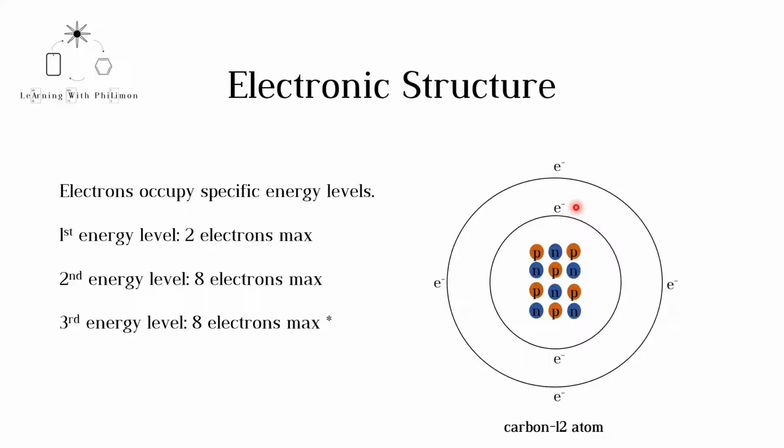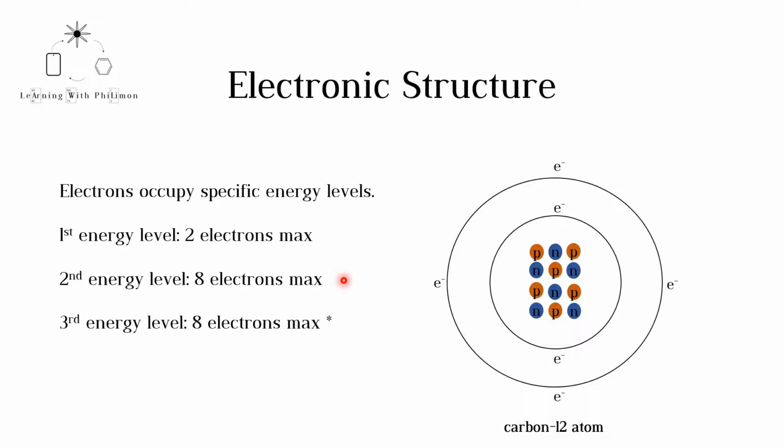Each energy level can only contain a maximum number of electrons. The first energy level can contain 2 electrons. In this model, we see that a carbon-12 atom has 6 electrons. 2 electrons are in the first energy level, the lowest in energy and closest to the nucleus. The remaining 4 electrons must occupy the second energy level, higher in energy and further from the nucleus. This second energy level can contain a maximum of 8 electrons.